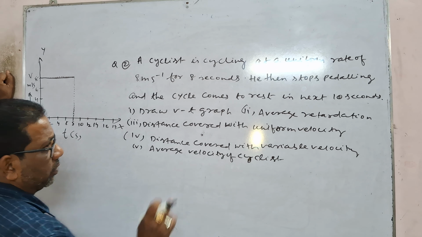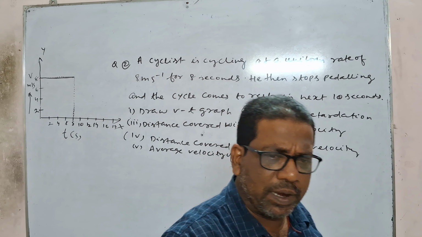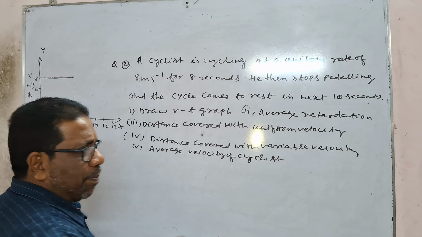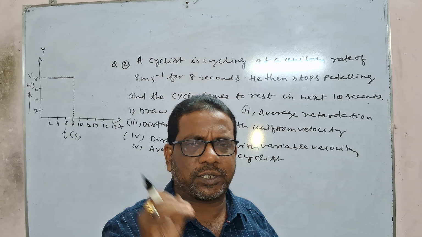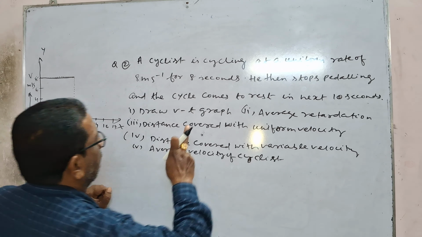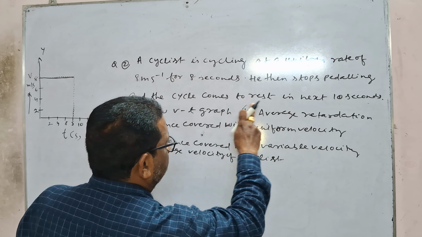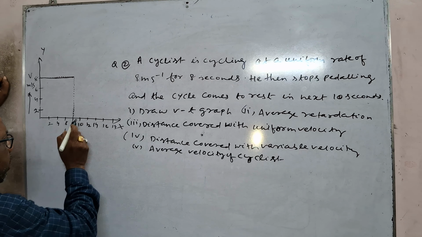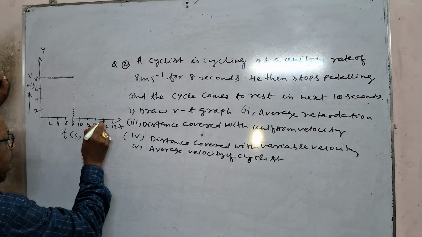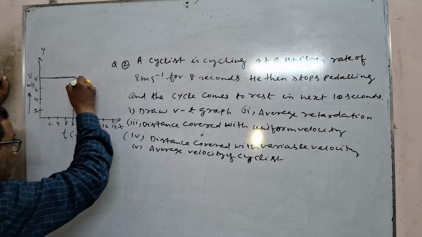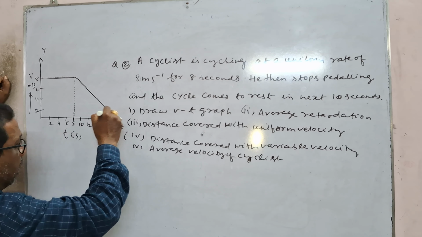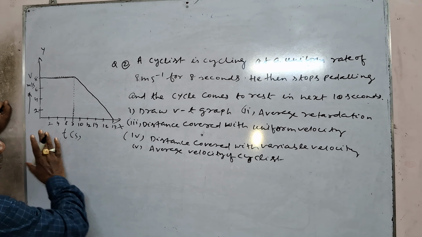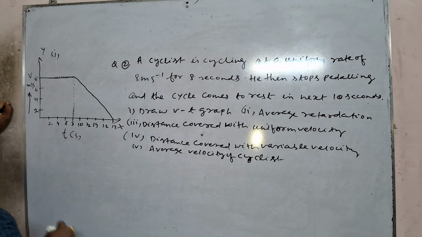After that, he stops pedaling. When he stops pedaling, what will happen? The cycle will slow down, its speed gradually decreases, and finally the cycle will come to rest. The cycle comes to rest in the next 10 seconds. After 8 seconds, 10 more seconds, that means at 18 seconds the cycle comes to rest. This is the graph. Bit 1 completed.